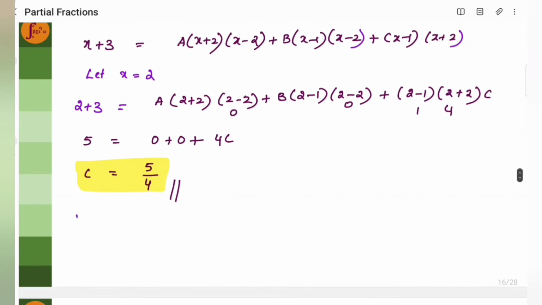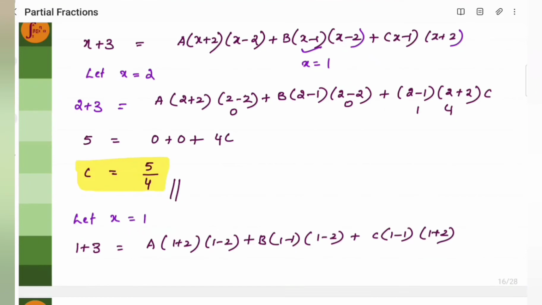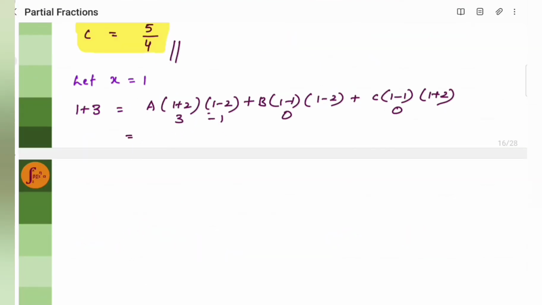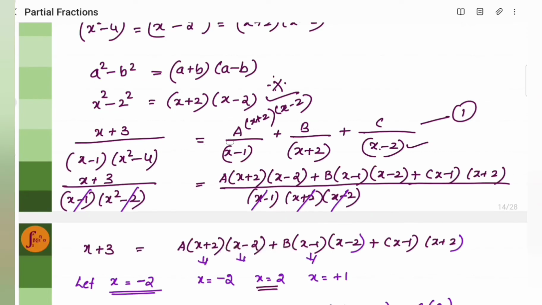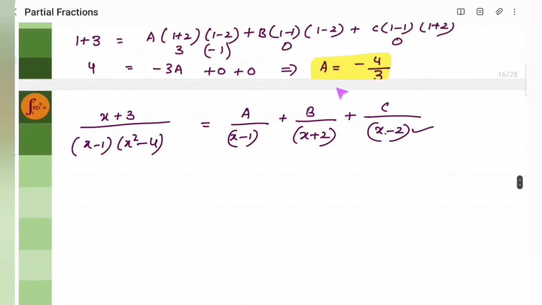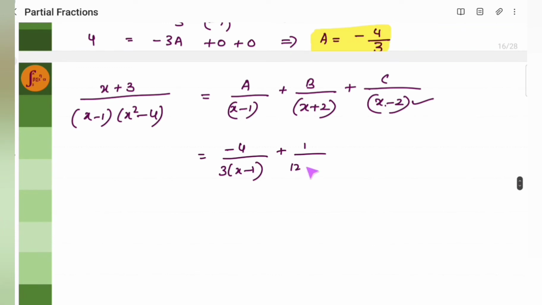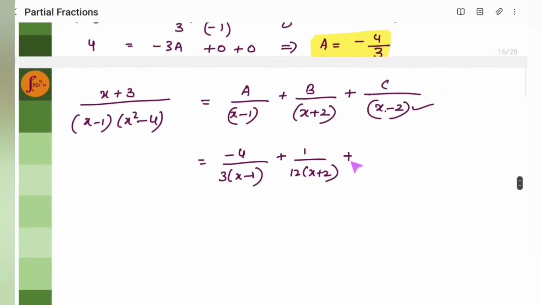Now, we'll assume let x is equal to 1, that is this one. Here, x minus 1. So, we'll take x is equal to 1. When x is equal to 1, we'll get this particular expression when we substitute x is equal to 1. So, we'll get 3 minus 1... so, we'll get minus 3 plus 0 is equal to 4. So, a is equal to minus 4 by 3. Now, we'll substitute the values of a, b and c in this particular expression where we had split into a, b and c. So, we got a as minus 4 by 3, b as 1 by 12 and c as 5 by 4.